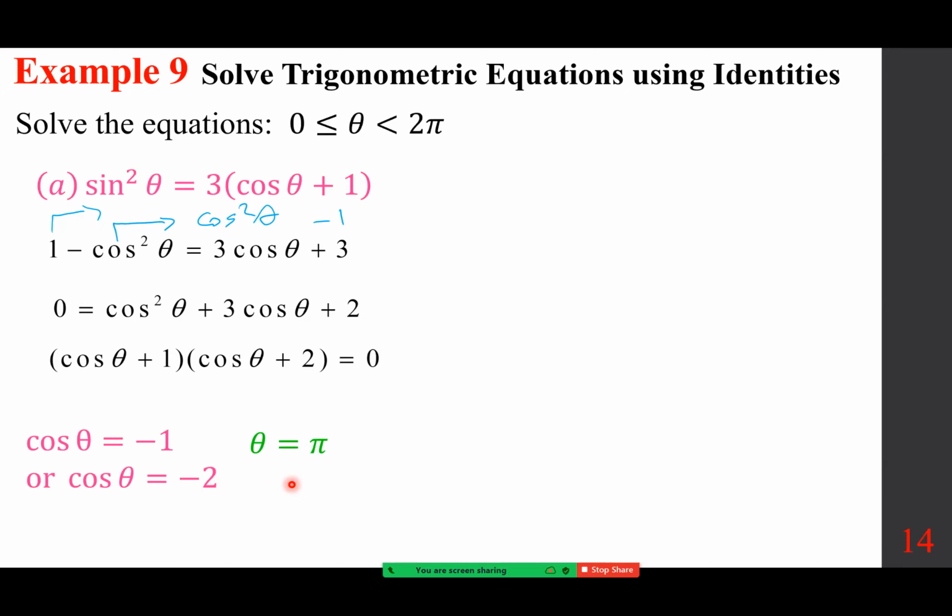So this has no solutions, and we use phi to represent that. If it's negative 2, if it's positive 2, if it's 5, if it's 1.1, no solutions.